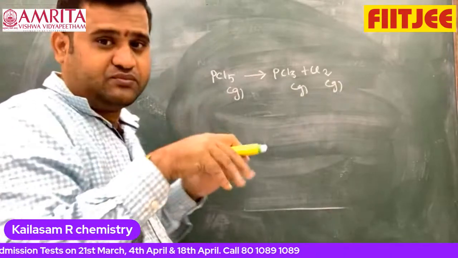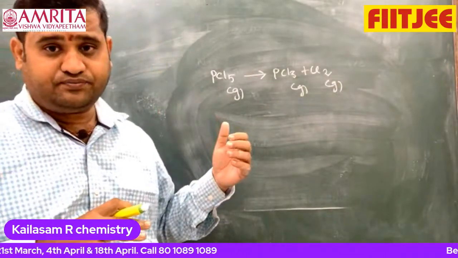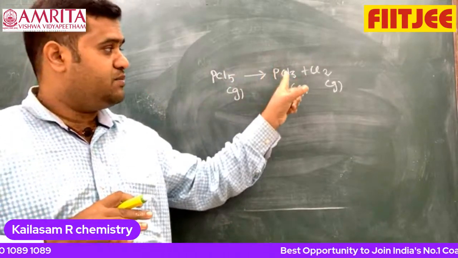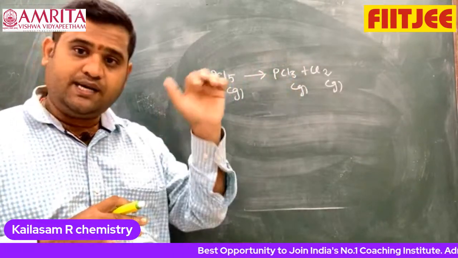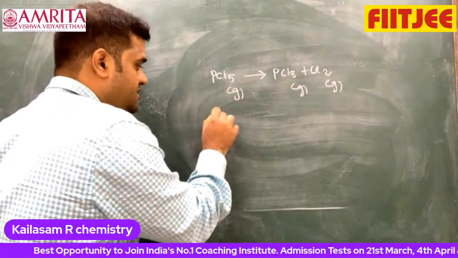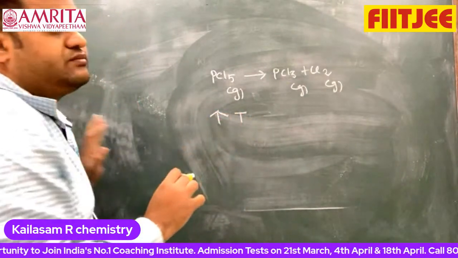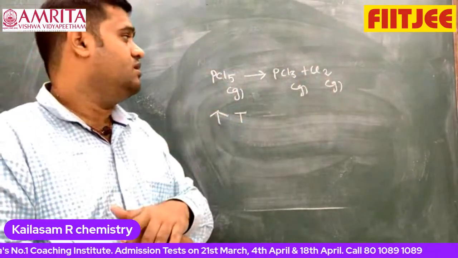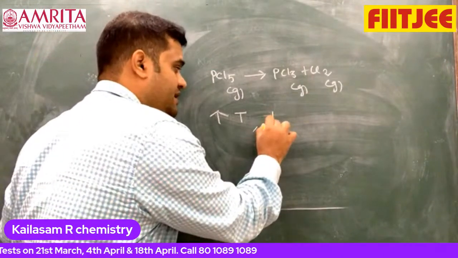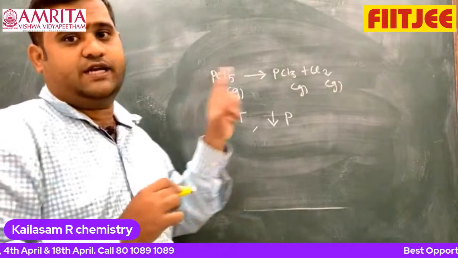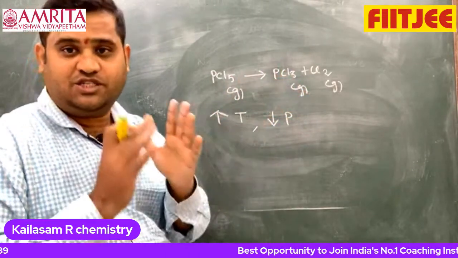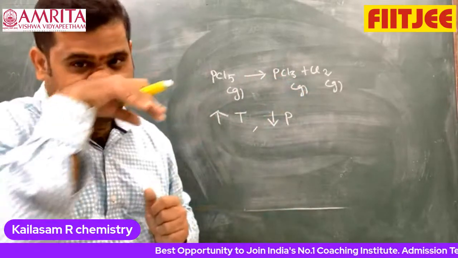Listen, what are all the favorable conditions to get more yield of PCl3 and Cl2? Very simple. This is a decomposition reaction. Decomposition reaction means what? I have to supply the energy. So one condition is increasing temperature, which gives more PCl3 and Cl2. At the same time, if I decrease pressure, I'm going to get more PCl3 and Cl2. Such questions you may expect in the exam.